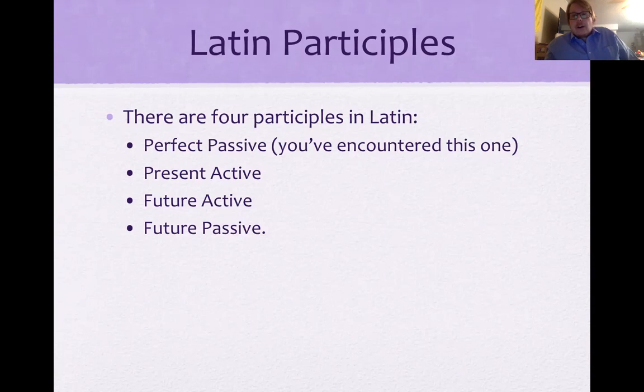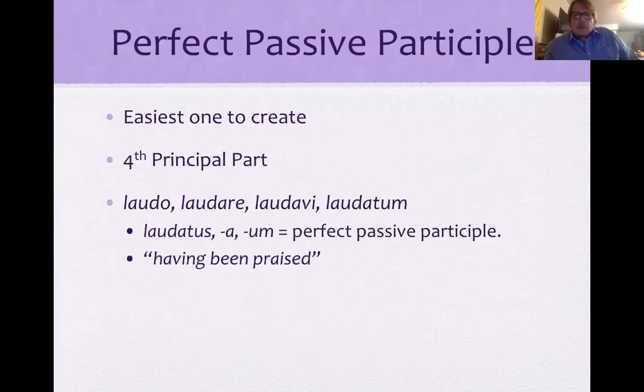So in our example there, laudatum, having been praised. We have the present active, laudans, laudantis, praising. The future active, laudaturus, he who is about to praise, and the future passive, about to be praised, laudandus. So the 4th principal part, this is the easiest one to create.